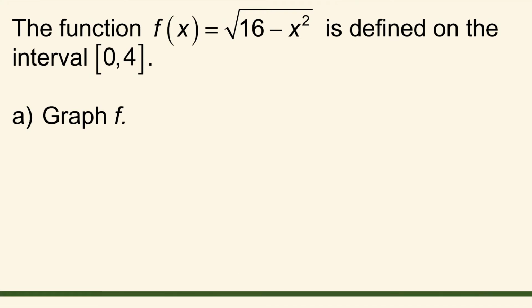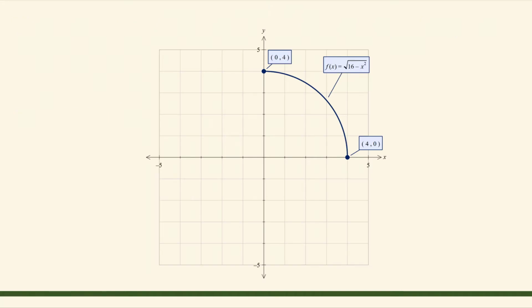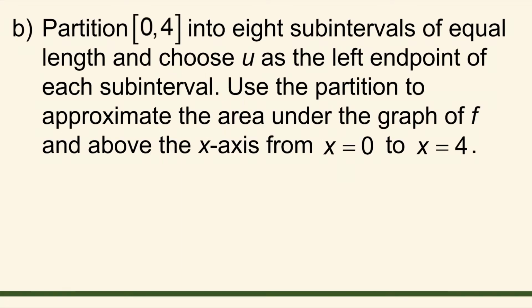The function f of x equals the square root of 16 minus x squared is defined on the closed interval from 0 to 4. Part A, graph function f. Function f is 1/4 of a circle centered at the origin with radius of 4. Therefore, the graph is a quadrant 1 graph of an arc that spans from the point (0, 4) to the point (4, 0).